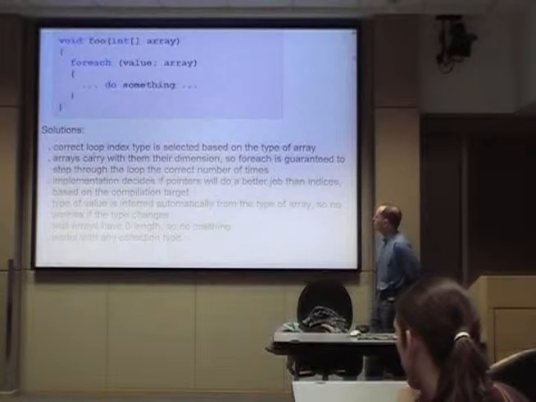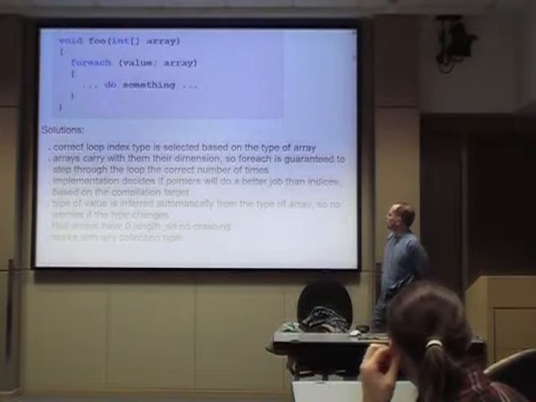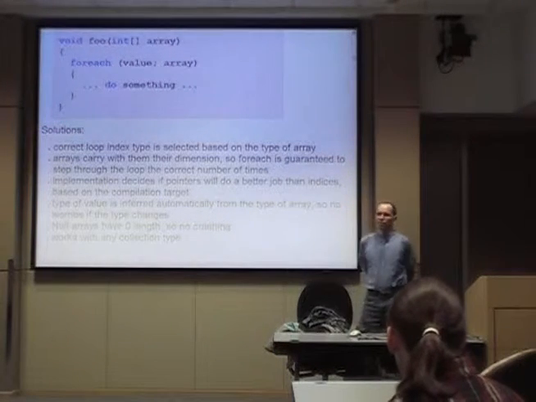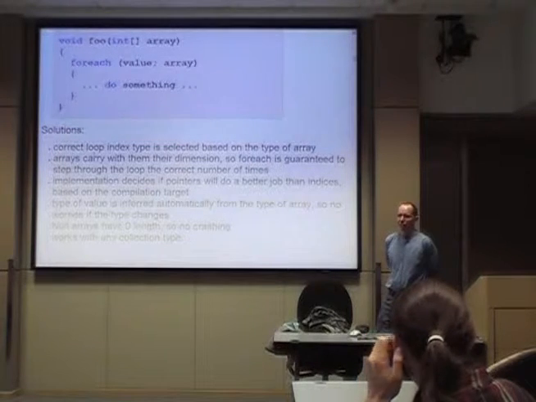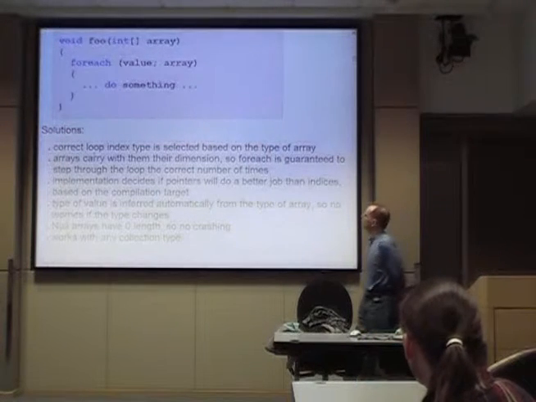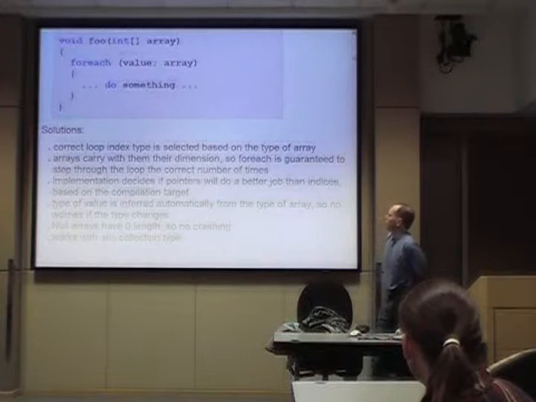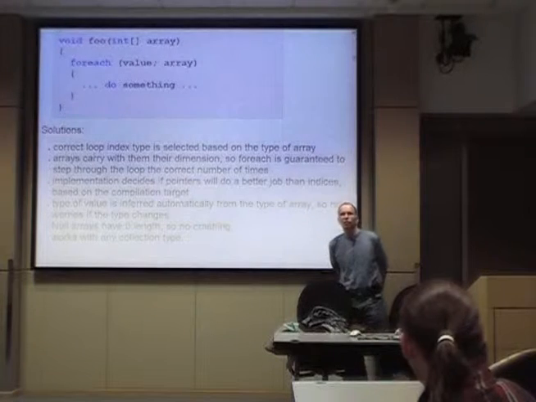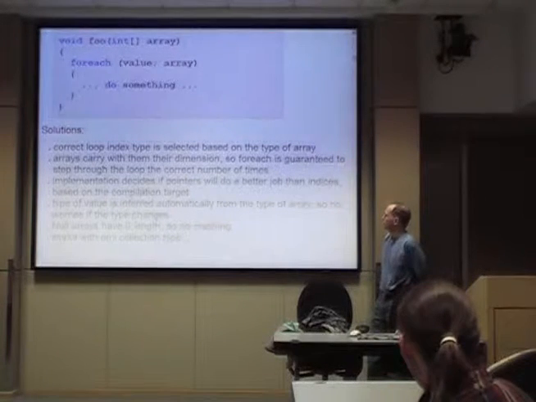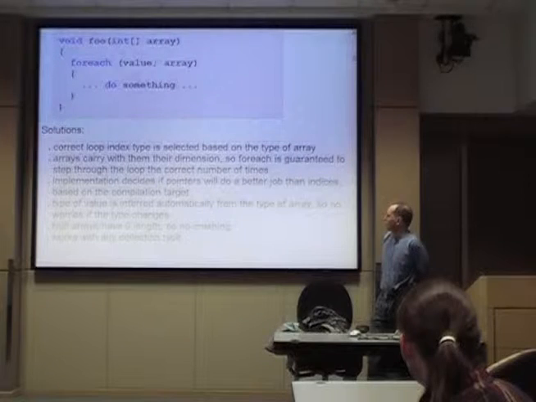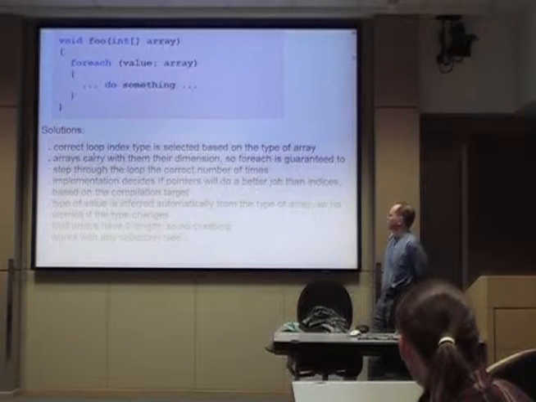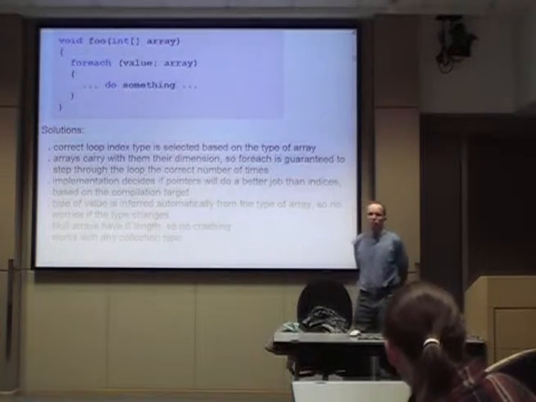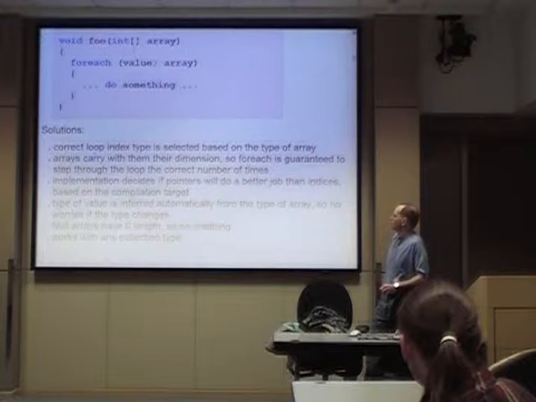Some of the features of this: the correct loop index type is selected based on the type of array. Arrays carry with them their dimensions, so foreach is guaranteed to step through the loop the correct number of times. You're not going to get a mismatch between the array dimension and the array. The implementation decides if pointers will do a better job than indices based on what you're compiling for and the quality of the implementation. The type of value is inferred automatically from the type of the array. So if you change the type of the array, your loop is going to change automatically, and you don't have to worry about implicit casting screwing everything up.